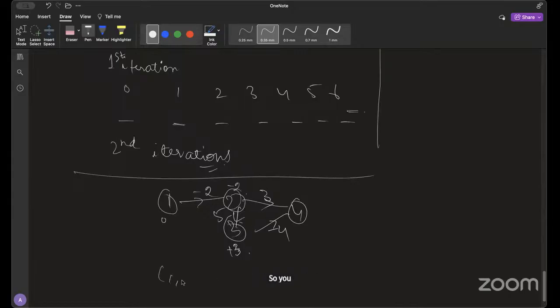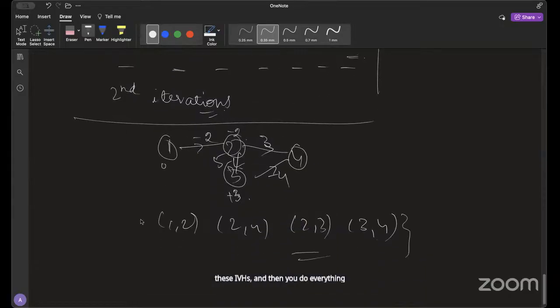So you just write down the edges first: 1, 2; 2, 4; 2, 3; and 3, 4. These are the edges, and then you do everything along these ones only. So for 1, 2, you change this thing, and this will become -2. For 2, 4, this is -2 here, and this is 3 here. So you'll get a 1 here at 4.